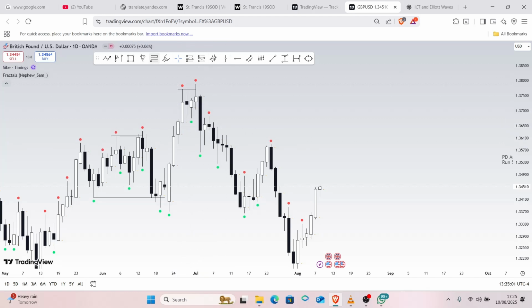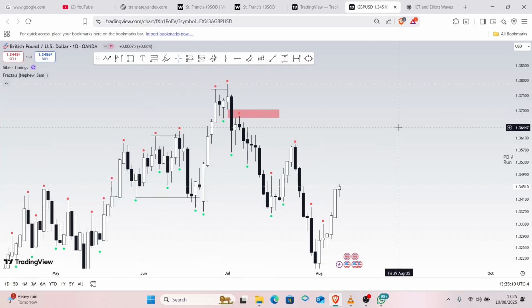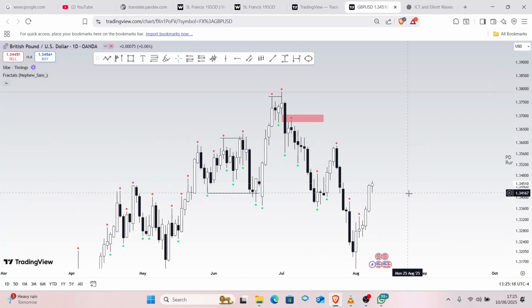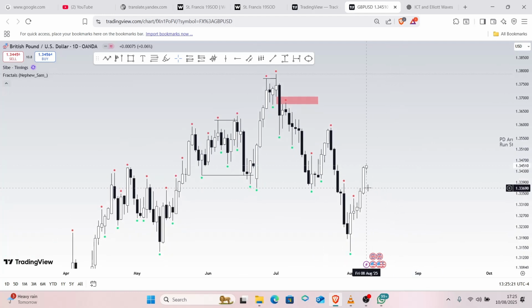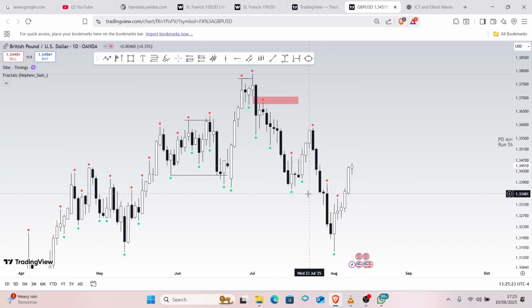But now we have this fair value gap right here between this candle and this candle. I'm not going to explain what PD arrays are in this particular video, because this video is just to show you how to determine the direction for the next day using this model. It's going to be quite accurate if you use this model, respect that this is the model you're using, and don't chase any other things in price.